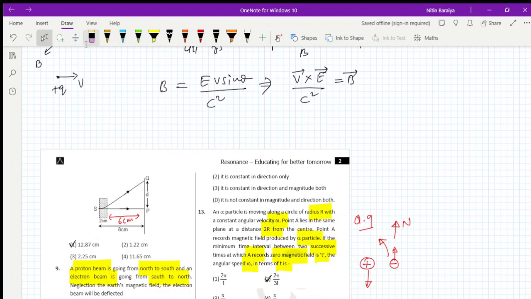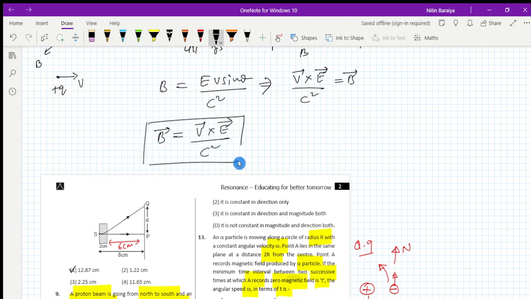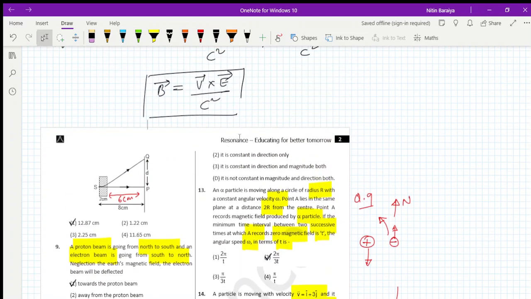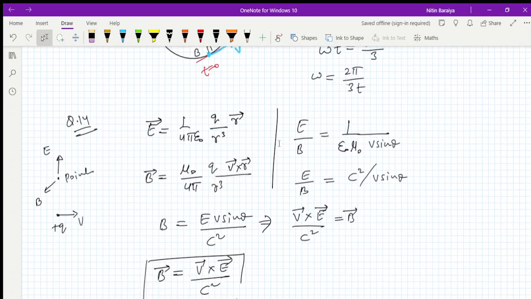So now we can actually remember this expression, so that next time we don't have to do it again. How is the magnetic field? It is the velocity vector cross E vector divided by c square. In this question v vector is given and E vector is given, so we can find out how much the B vector is from there. Okay, so I hope this question number 14 is clear.